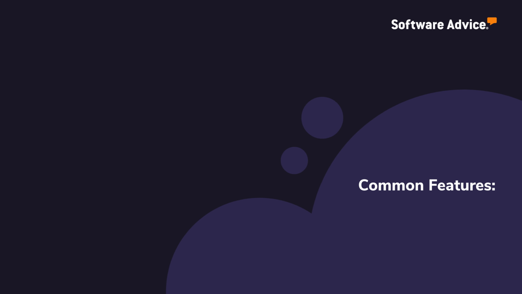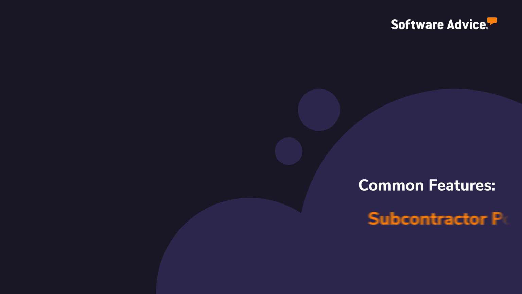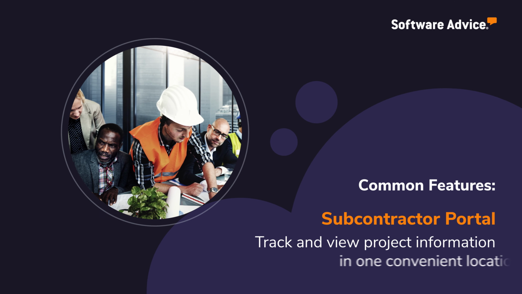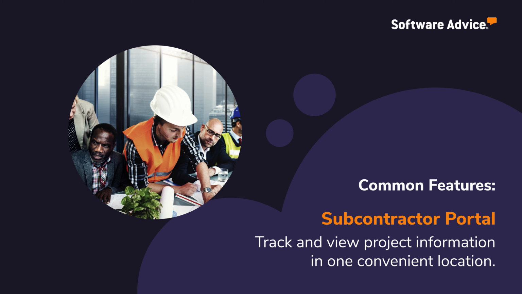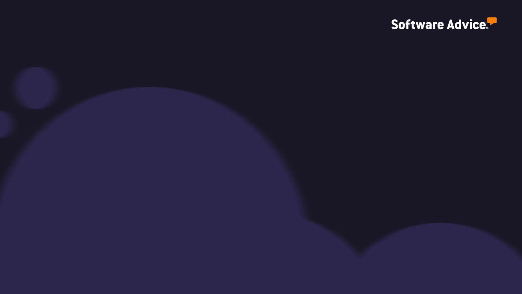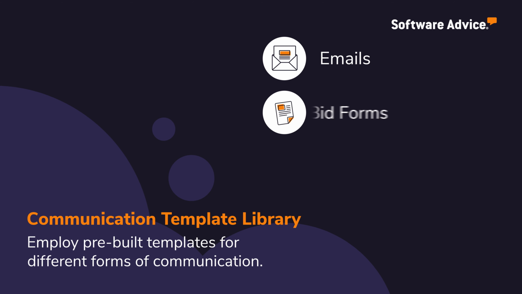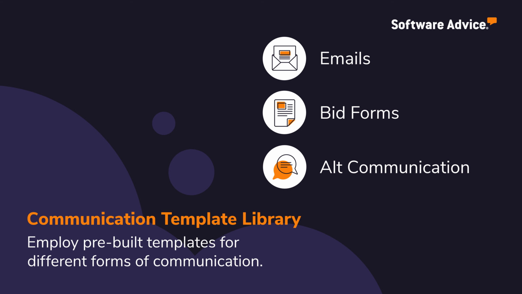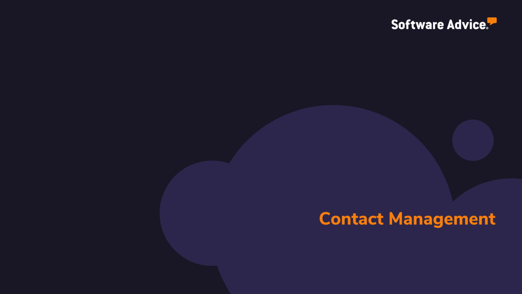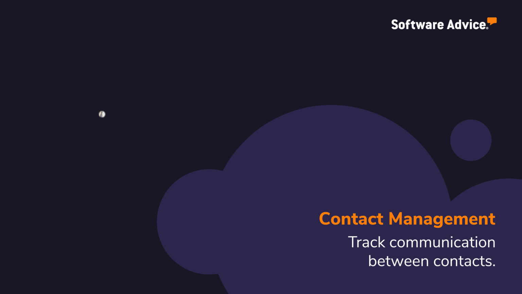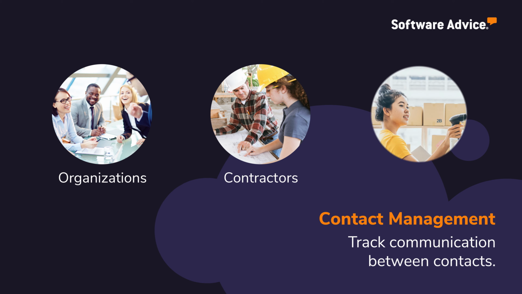Common features of construction bid management software include a subcontractor portal, where workers can view information about past, present, and upcoming projects. A communication template library allows users to customize emails, bid forms, and other methods of conversation between contractors and suppliers. Contact management enables the tracking of all contacts and communications between organizations, contractors, and suppliers.